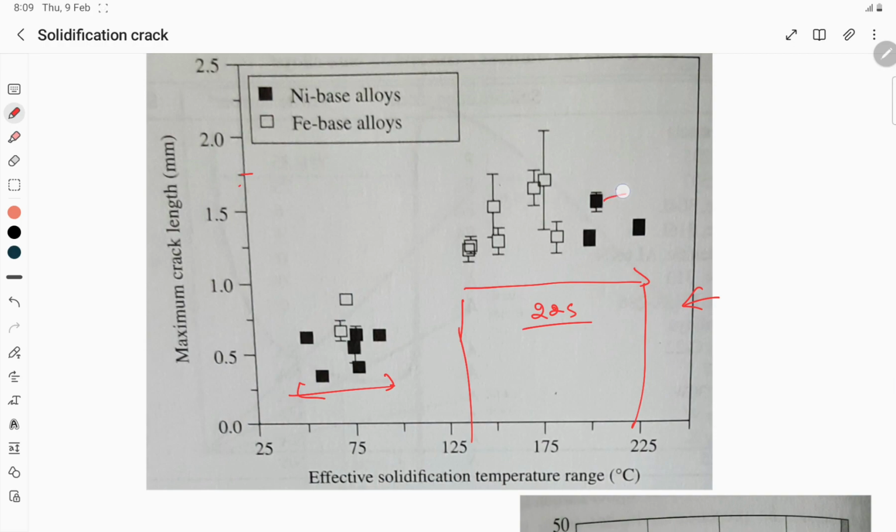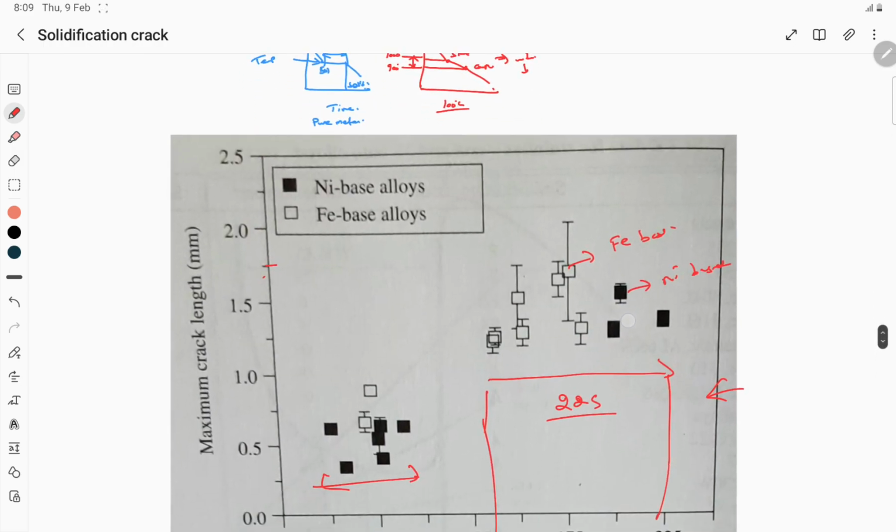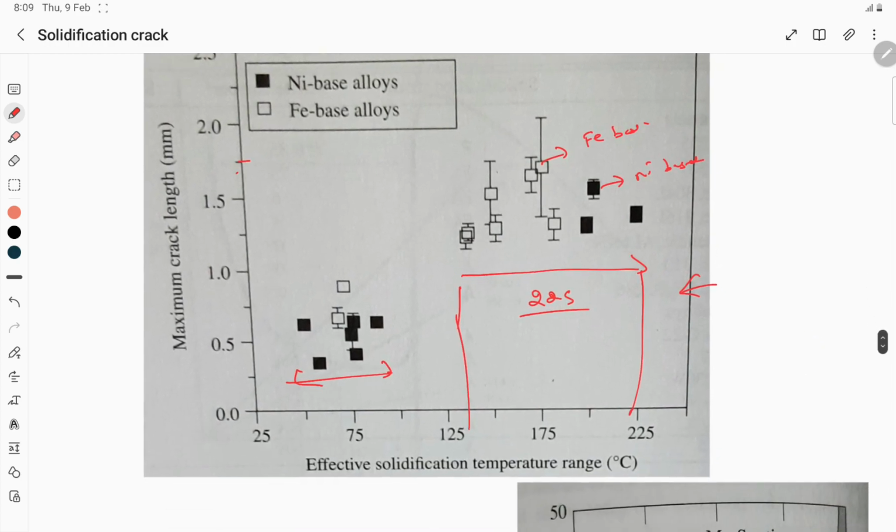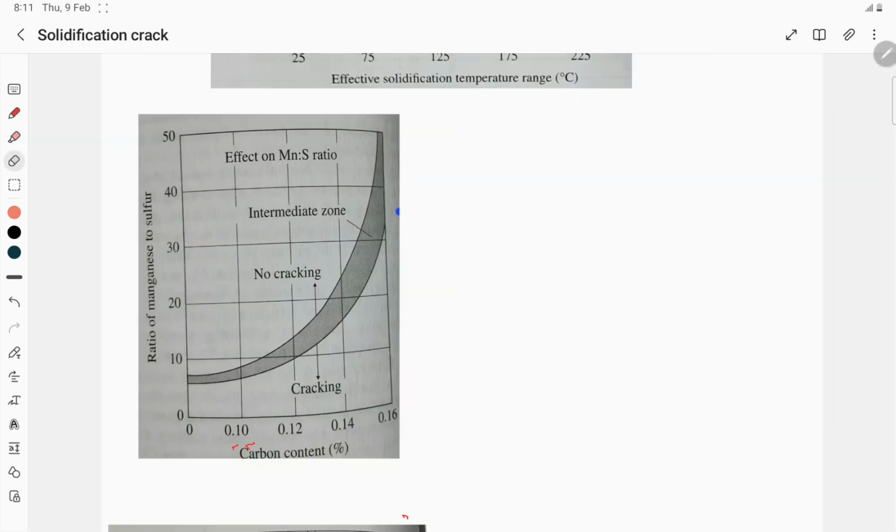The black color is nickel based alloys data, and the unfilled square box corresponds to iron based alloys. Based upon the previous understanding, the same thing can be seen in this graph also: with wider solidification temperature range, the crack length also increases. Next we'll see a formula which gives an idea about whether the cracks will occur or not.